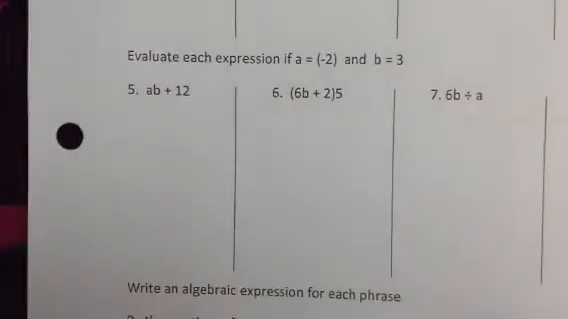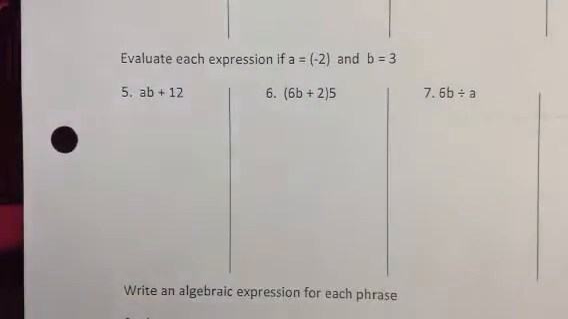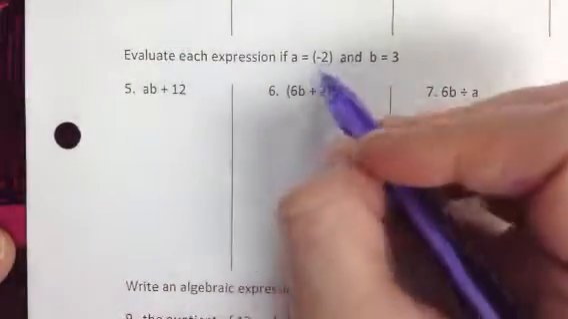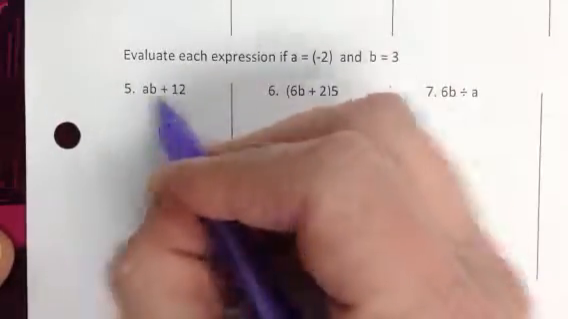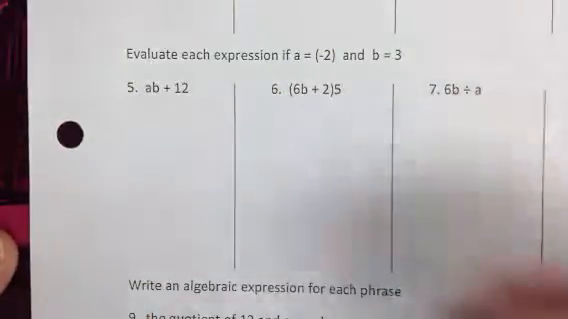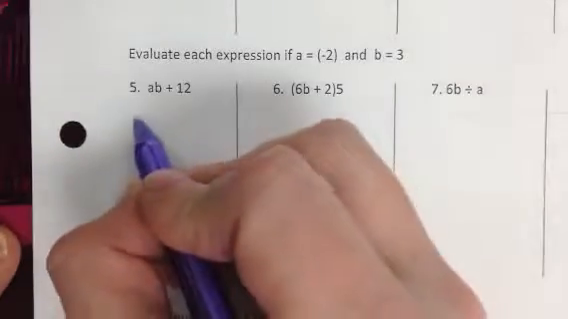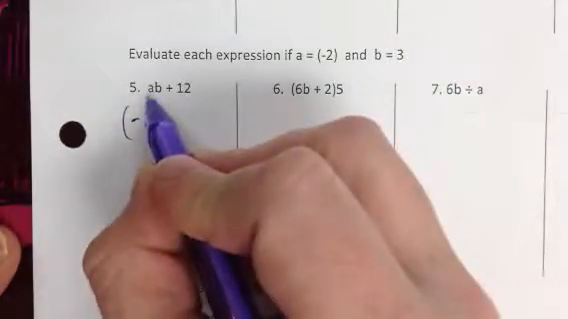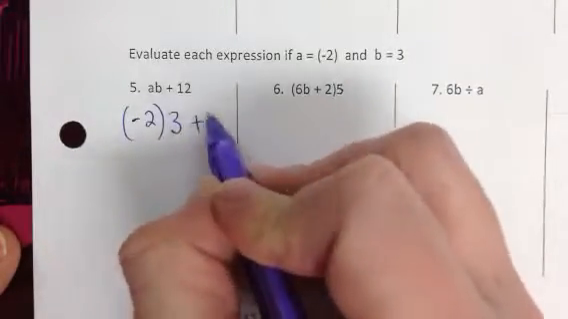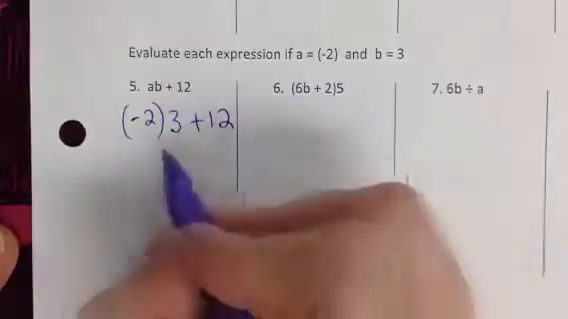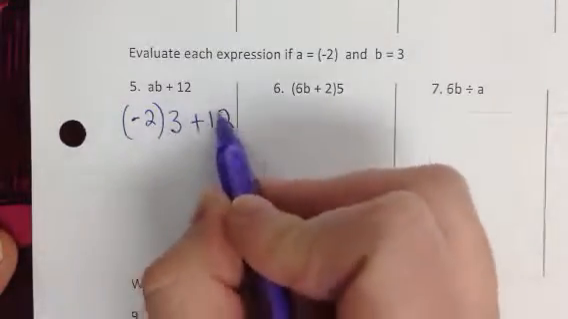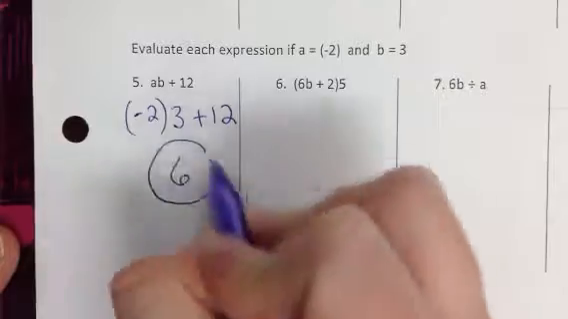Okay, next it says evaluate each expression if A is equal to negative 2 and B is equal to 3. So whenever they give you values to go fill in, you should write it down so that you can see what you're doing. So negative 2 times 3 plus 12 would be like doing negative 6 plus 12 is just 6.